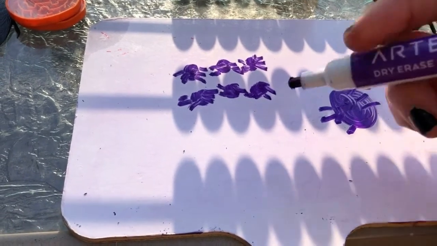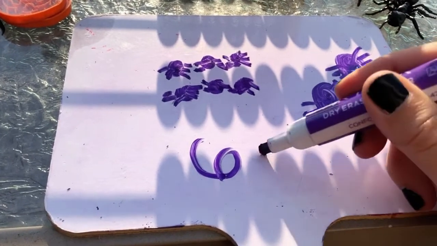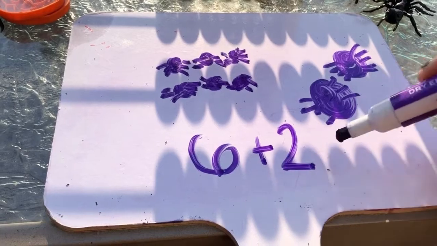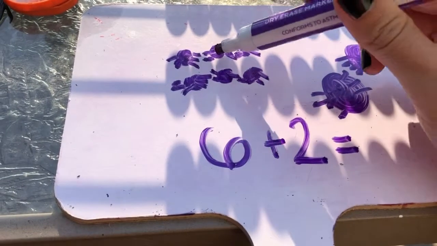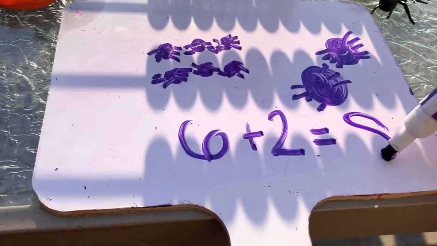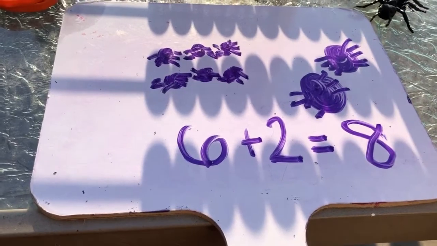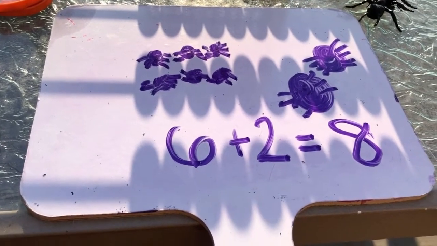Well, let's see. We have 6 here, plus 1, 2, equals 1, 2, 3, 4, 5, 6, 7, 8. Or I could have counted on. I already knew that was 6, and then I go 7, 8, like we talked about before, counting on.